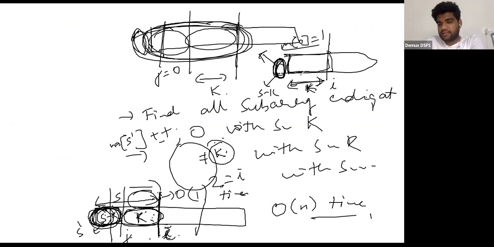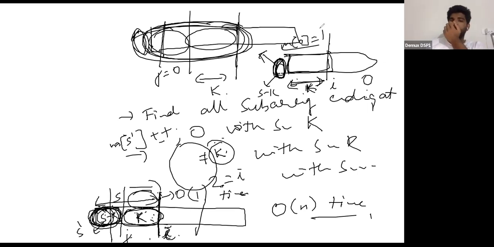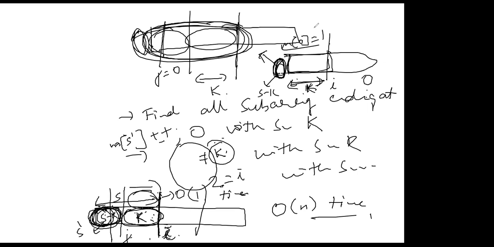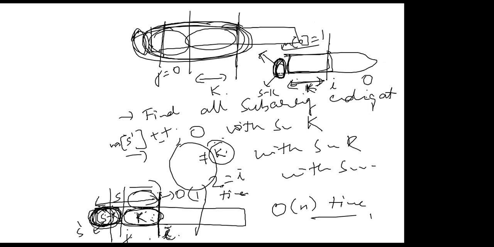Because for this, what is s minus k? s itself is k, right? So k minus k, which is 0. Then why are you assigning 1? 1 is the count. There is one prefix array with sum 0, which is the empty prefix.